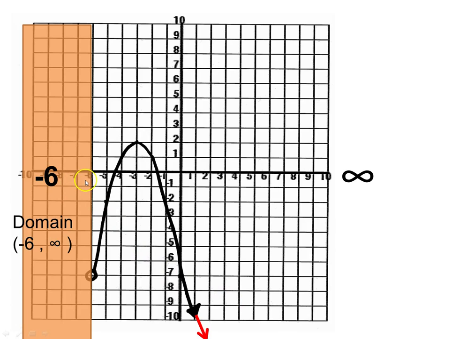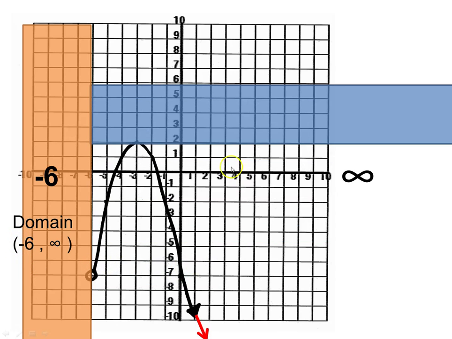We always start at the low one and end at positive infinity. Infinity certainly is going to have a parentheses, and this is an open circle, so this is going to be a parentheses. Easy enough to see for range. Range is up and down. It can't go past 2. My picture doesn't go past 2.